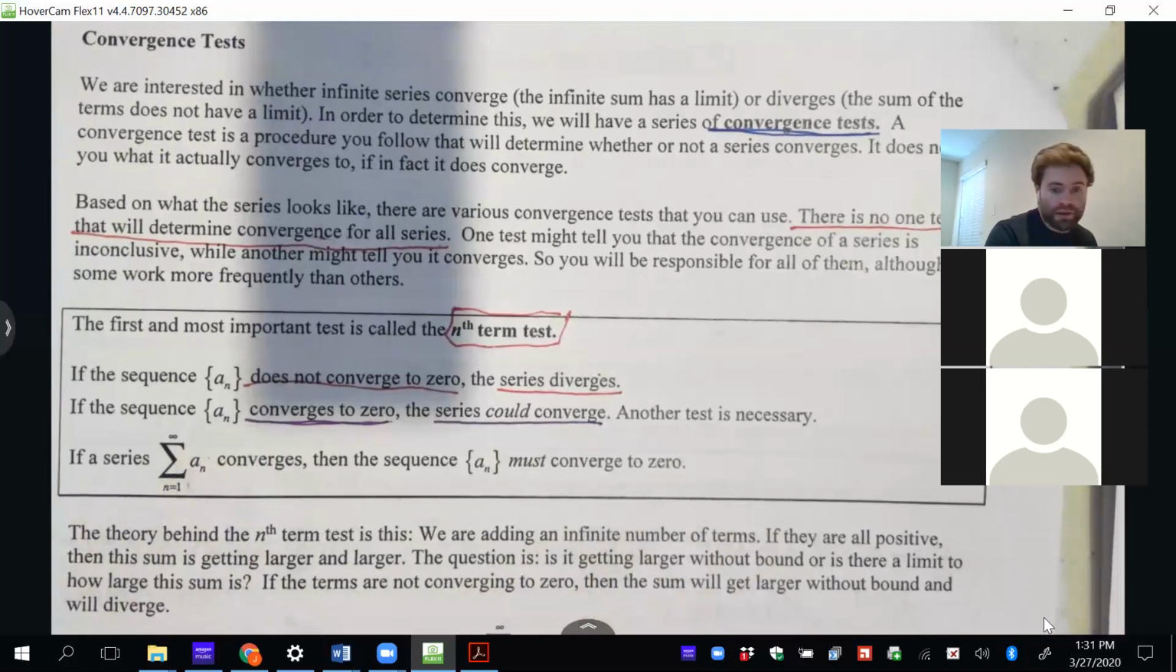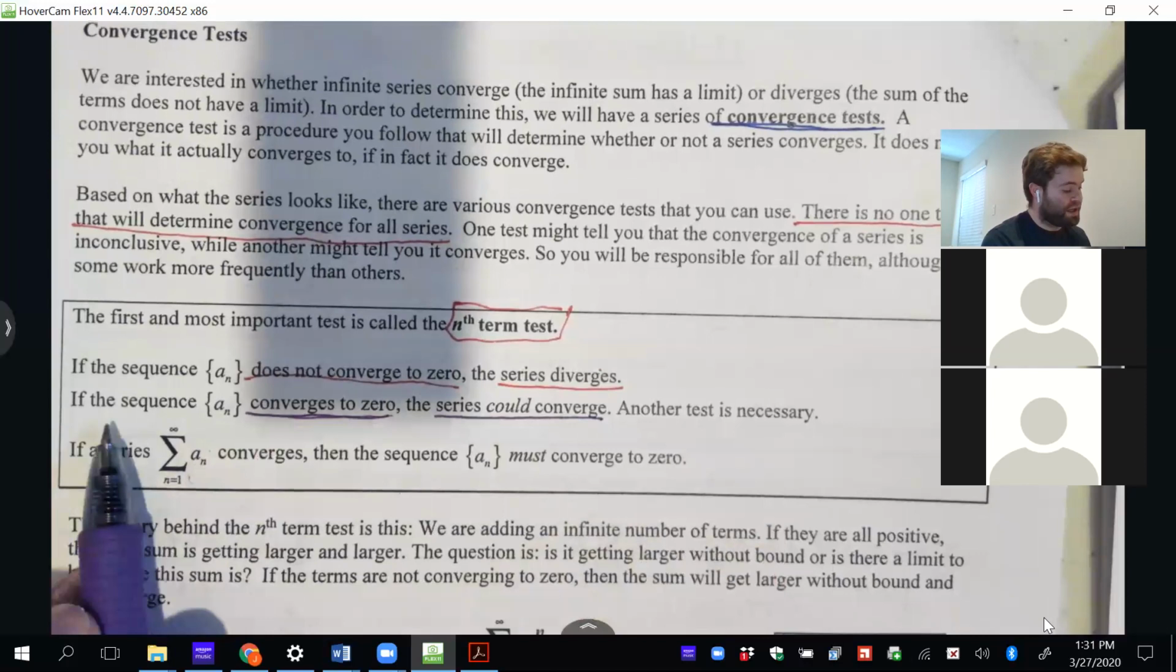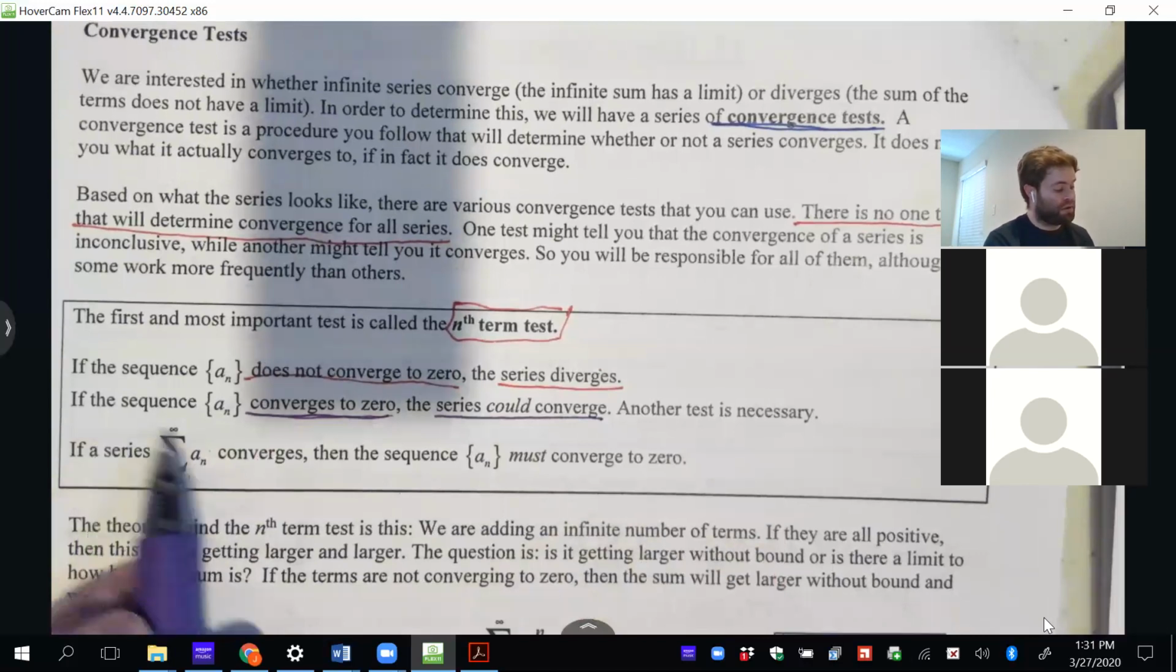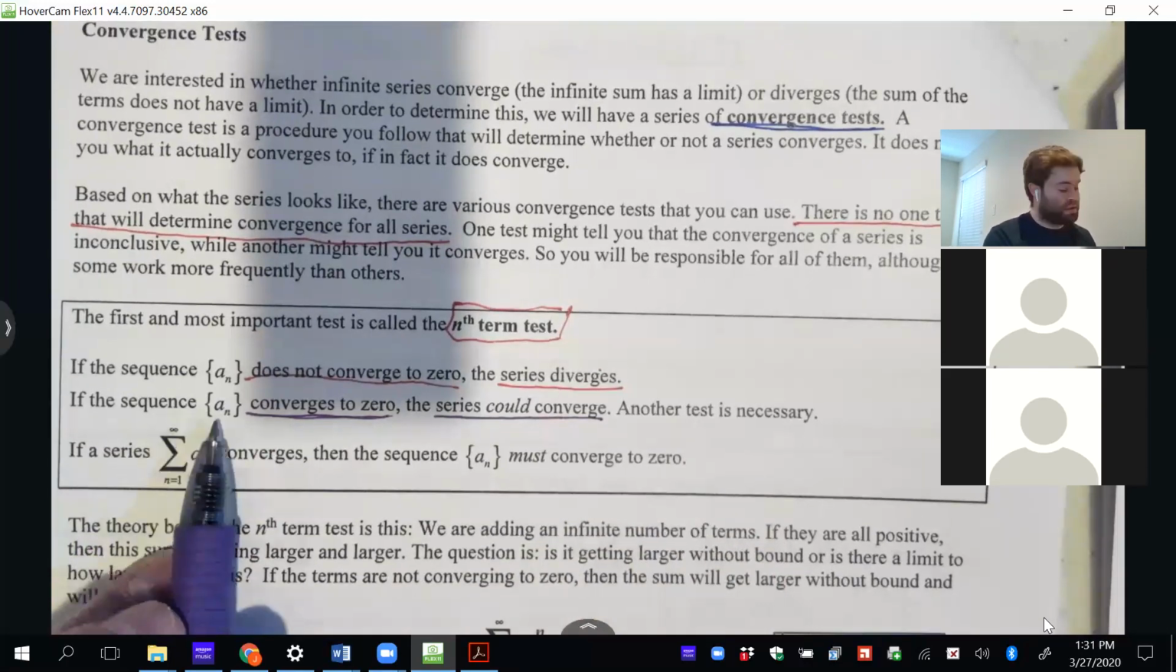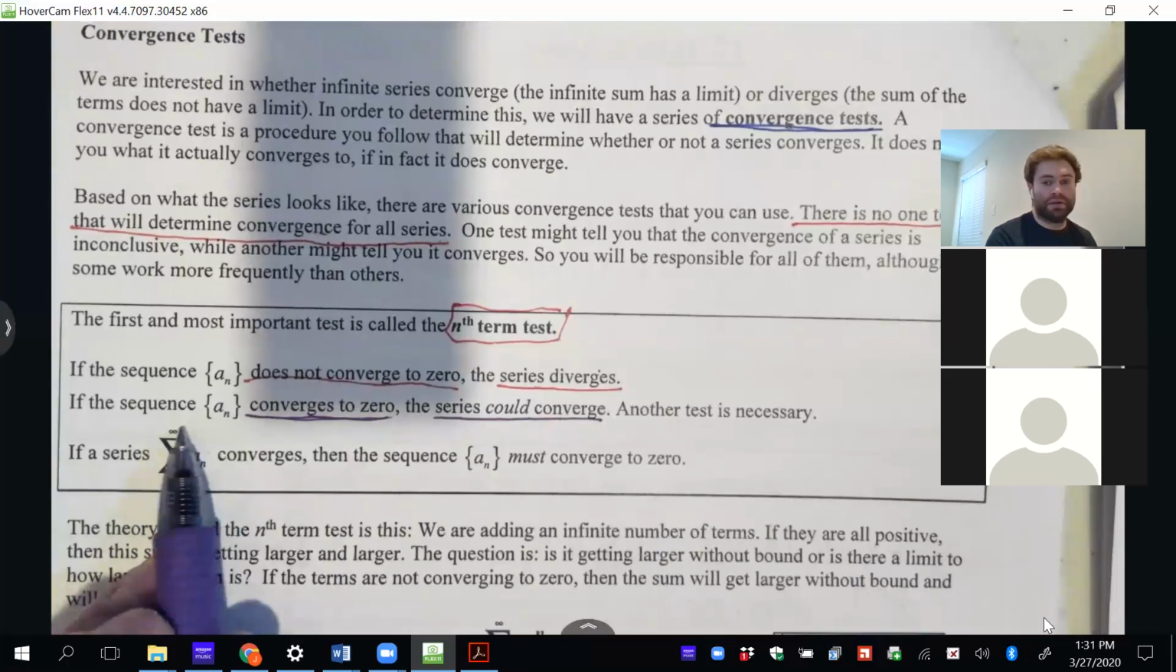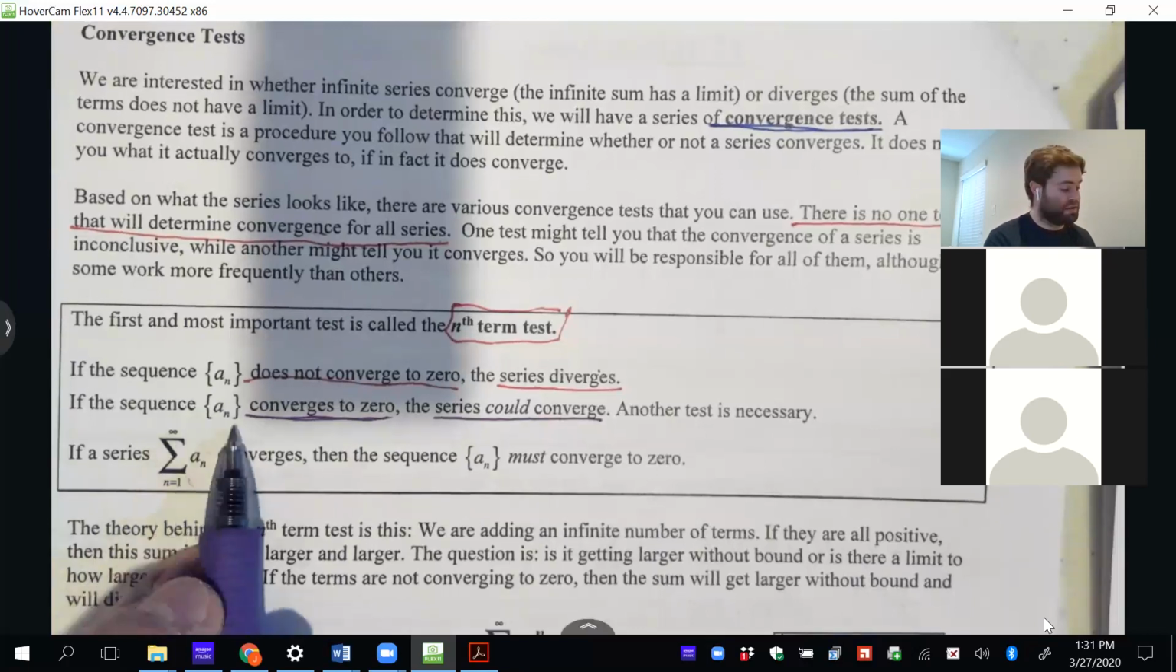Wait, Mr. Hunter. So it says that if the sequence converges to zero, what does it mean by it could converge? Oh, the series. The sequence is just the list of numbers.